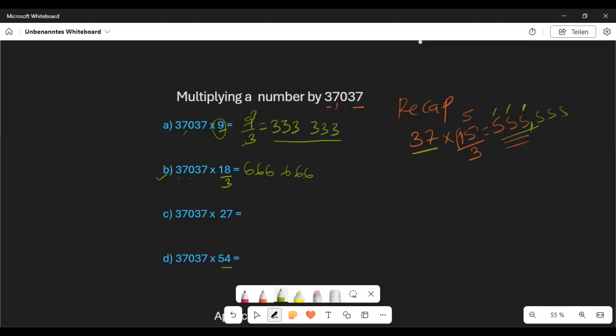Now let's do 27. What is 27 divided by 3? You only focus on this. If you get a number like 37,037, the only thing you want to check is the number you multiply. This is divisible by 3, so 27 divided by 3 will give us 9. This is going to give us the first set of three 9s and another set of three 9s as an answer.